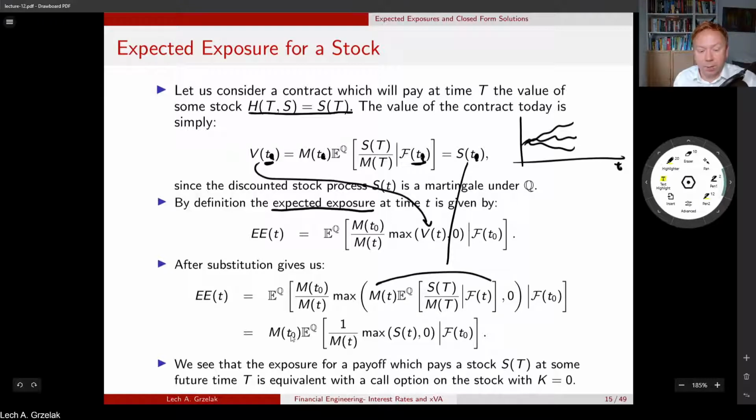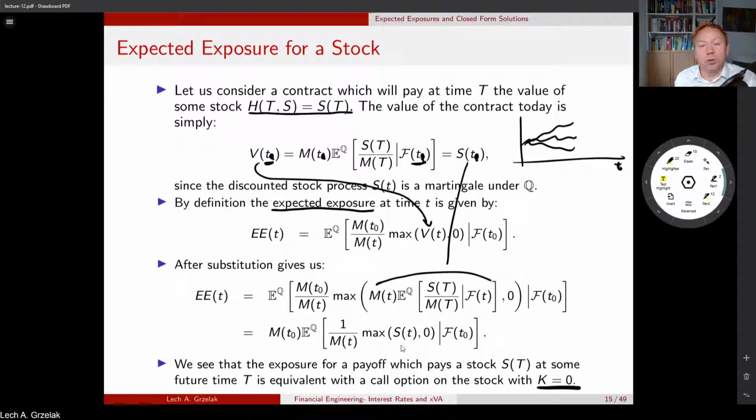Then we have MT0. This part goes out, and we have a discounting of the maximum of ST0. So you see, it's a trivial case, because now we can recognize that the exposure, or expected exposure, on a stock is equal to a call option with strike equal to 0. This is the first simple case. Again, we started with a stock and then we end up with this expression.